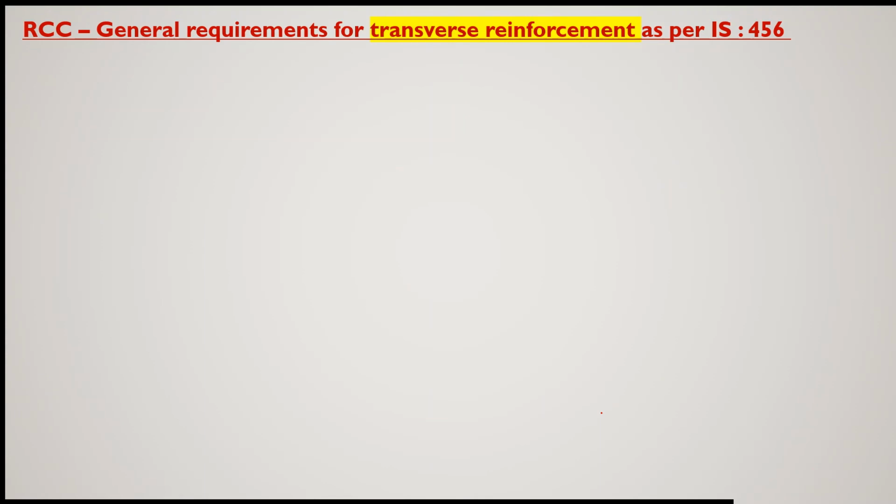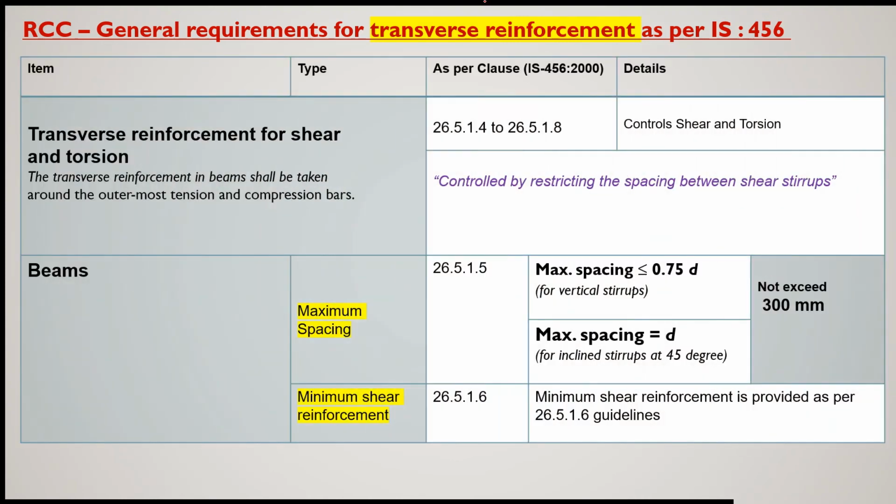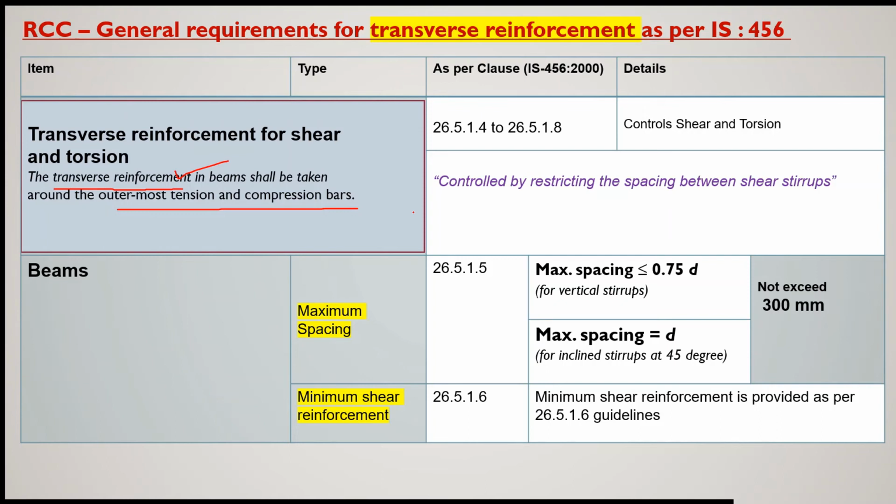Now another important aspect is the transverse reinforcement. That means shear reinforcement basically. Here you will see, first, transverse reinforcement for shear and torsion. Transverse reinforcement in a beam shall be taken around the outermost tension and compression bars. You have to put the tension bar or compression bar, and you have to surround it by stirrups. Those stirrups may be of any type. Those types of stirrups are known as transverse reinforcement.